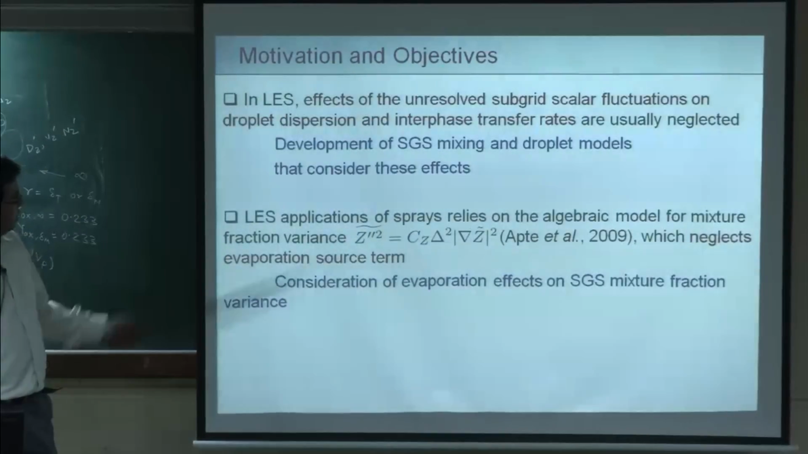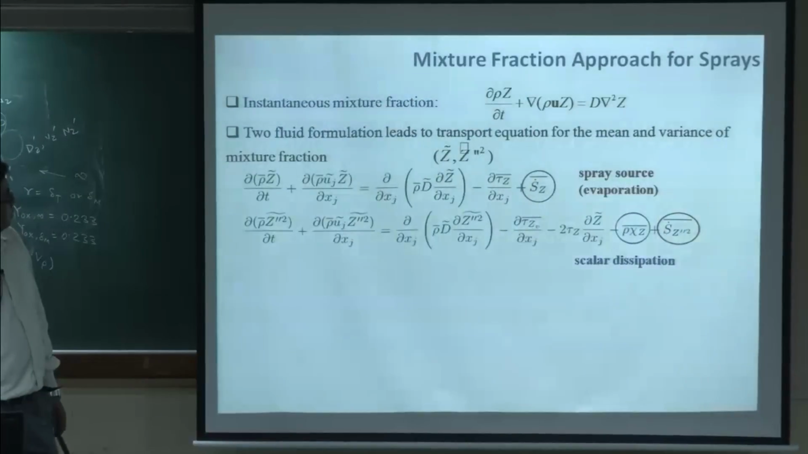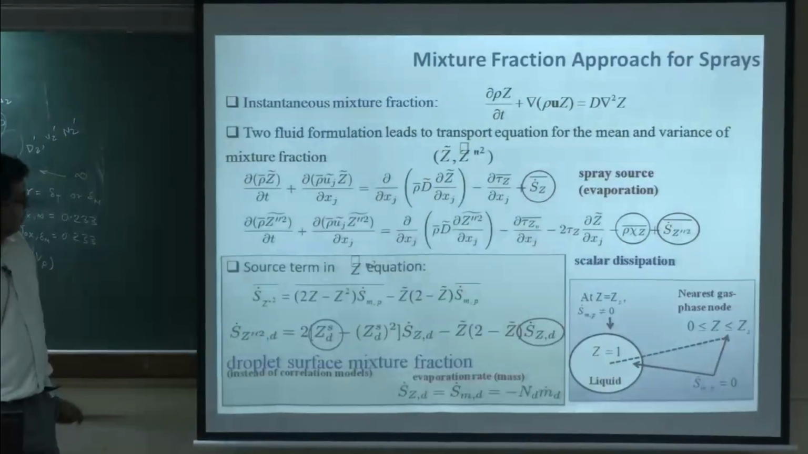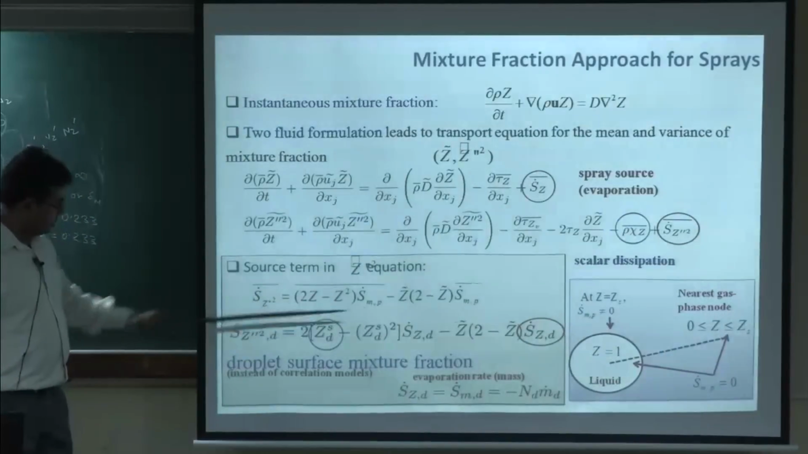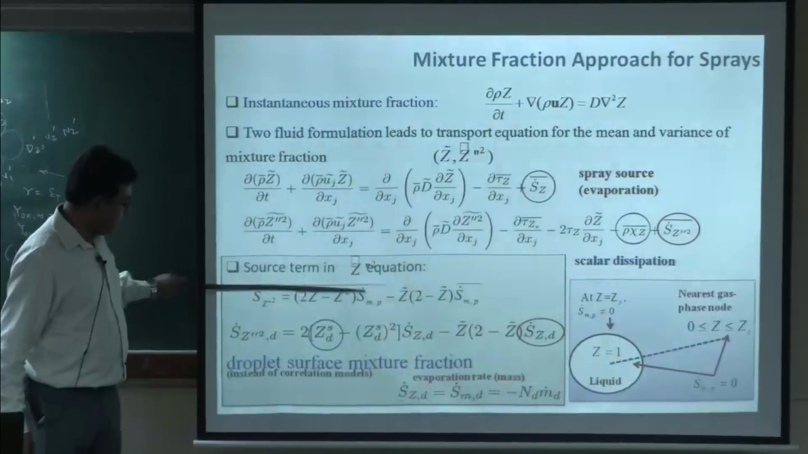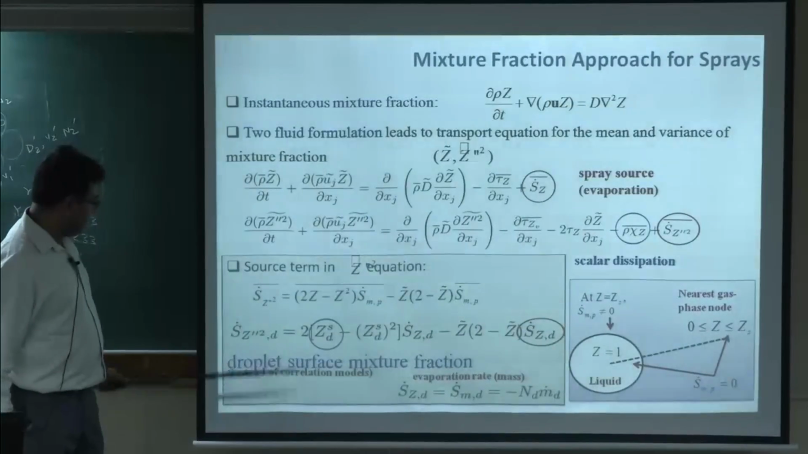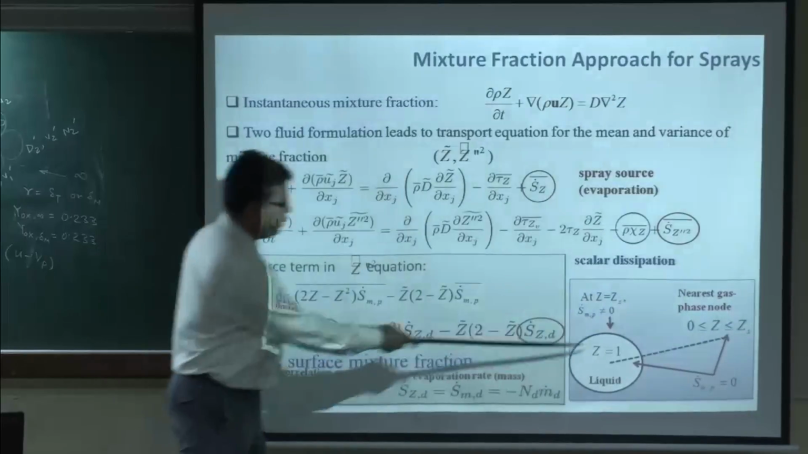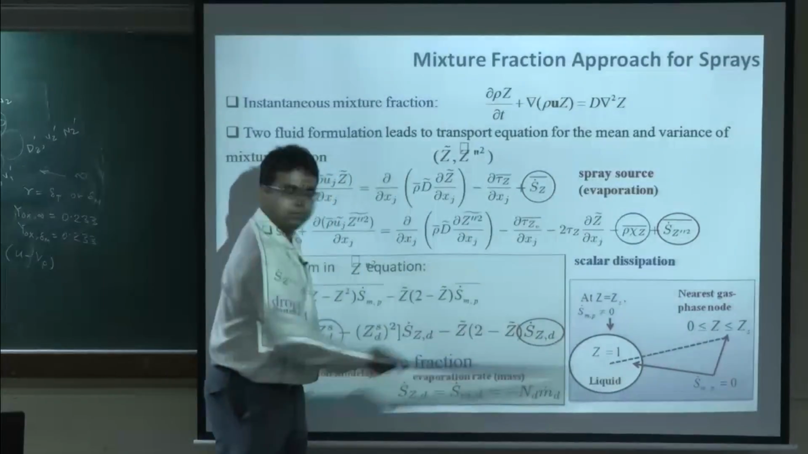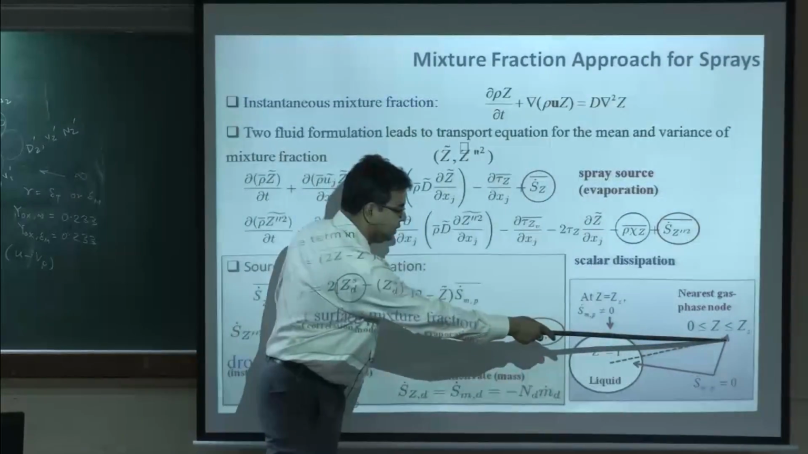I said this already, these are the equations which we solved. Now the source term in the Z variance equation. This is the exact form of this and we need to compute this. What we have done is, this is the liquid which has Z equal to 1, and here you have the far field.